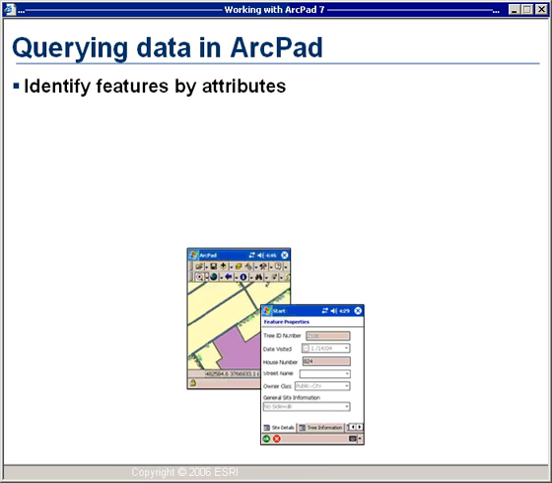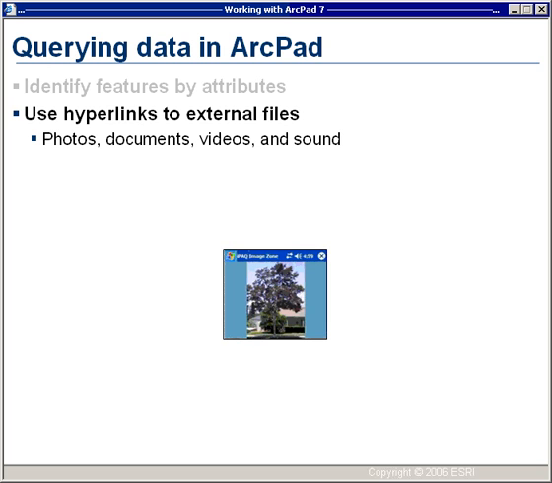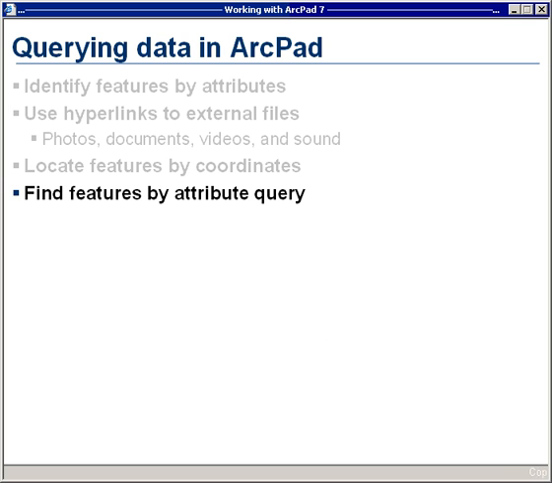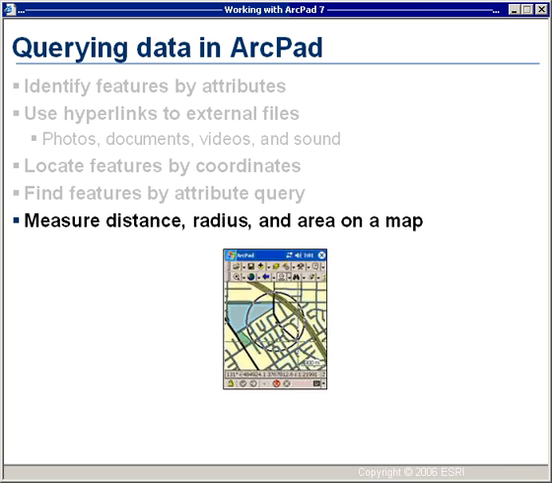ArcPad provides the tools to query your data to solve problems and retrieve information directly in the field. With ArcPad, you can uncover information about features by tapping on them. You can display additional information about features that hyperlinks to pictures, video, or voice recording. You can locate a feature within the extent of your map, label it, and zoom to it. You can find features by attribute query and measure the distance between features and determine the area of a polygon feature.